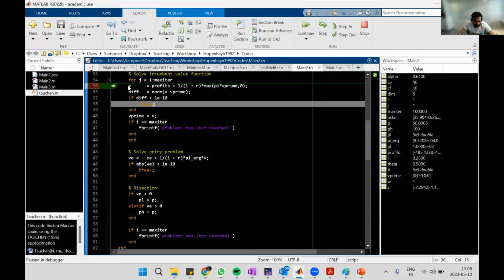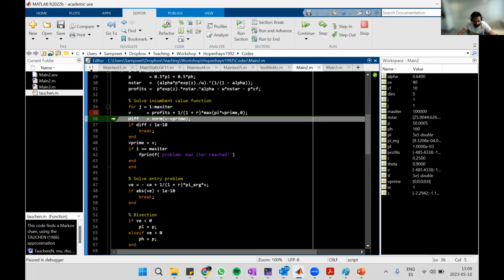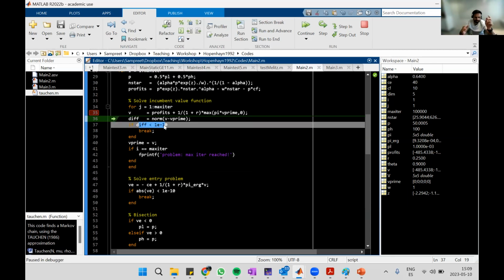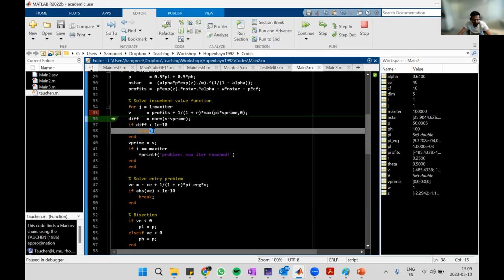Then what do I do? I ask, what is this value of the firm? My guess was 0, 0, 0, but the value of the firm is not actually 0, 0, 0, it is something else. Then I took a norm, meaning the distance between the values. If this difference is very small, it means my guess is actually the true value. So then we are good, we have the value of the firm. Otherwise, break the loop. Oh, sorry. Then break the loop and get out of the loop.